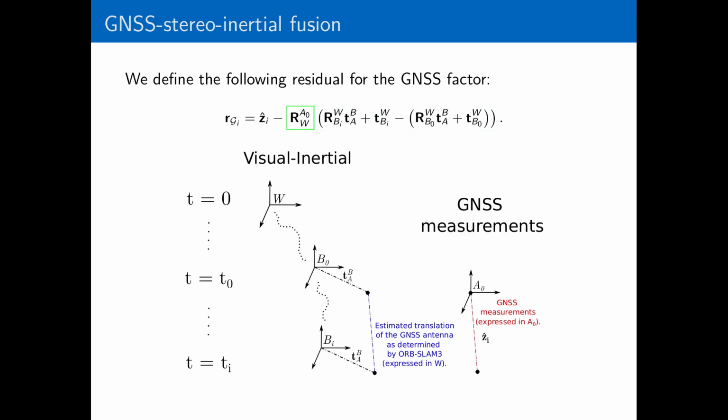To deal with both coordinate systems, we need the rotation between A0 and W. During an initialization process, we can obtain this rotation by using GNSS measurements and the robot's position established by our SLAM. By applying the Umeyama aligning method, we calculate the resulting rotation, which remains fixed throughout the entire optimization process.